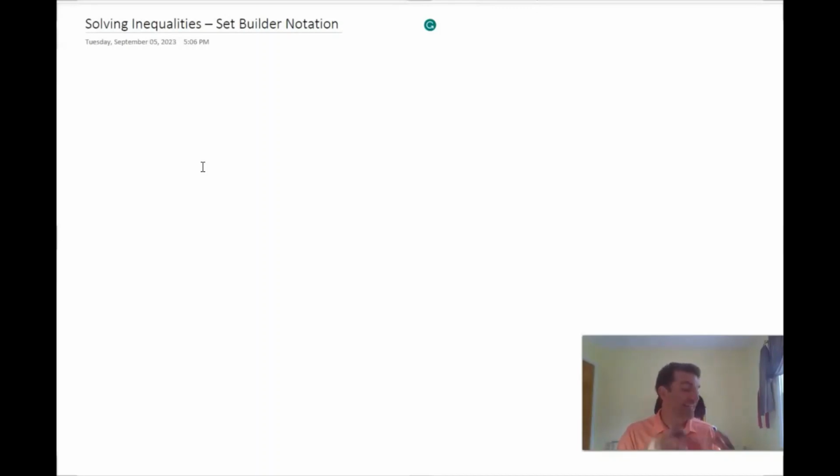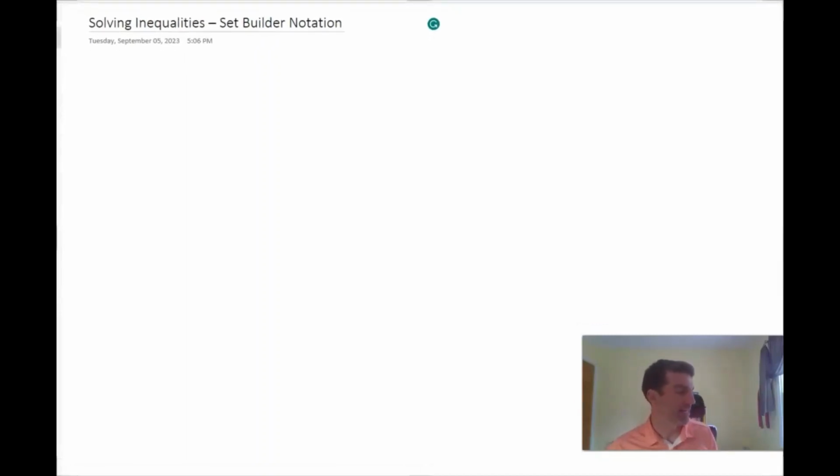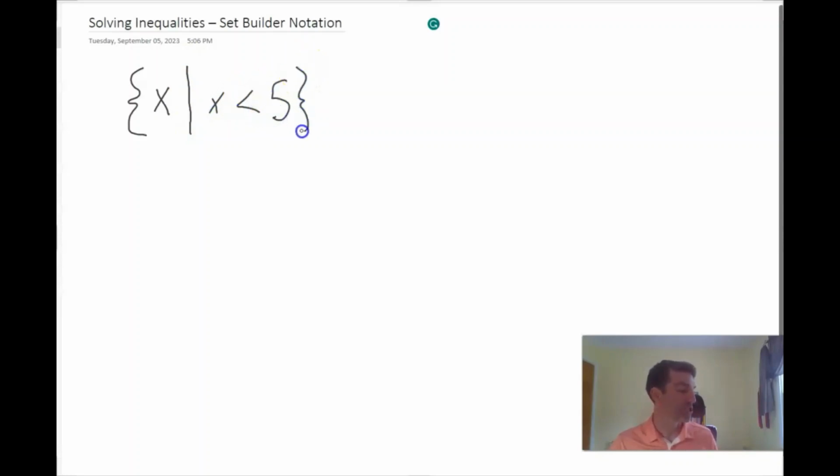I also need to add that some mathematicians like to use a different notation to show inequalities, and it's called set builder notation. And it looks more complicated than it is. So let's see. The notation looks like this. You're going to see this little squiggly bracket followed by an x followed by a vertical bar, and then something that looks like x is less than 5. And then another one of those squiggly brackets in the other direction.